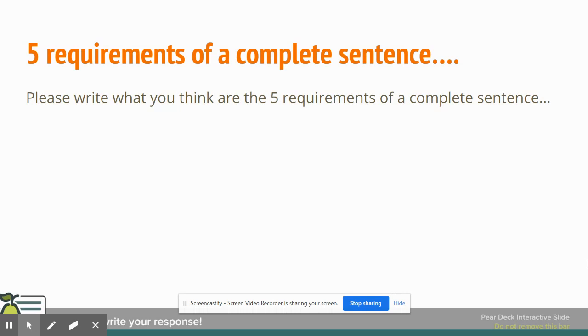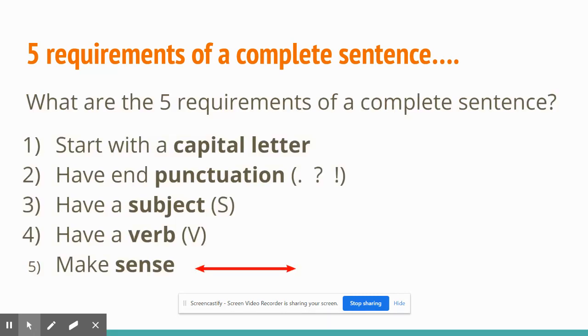So on this slide, I want you to think about what the 5 requirements of a complete sentence are and type them in here. And don't worry if it's right or wrong. I just want to see what you know. And then here, I review what the 5 requirements of a complete sentence are.